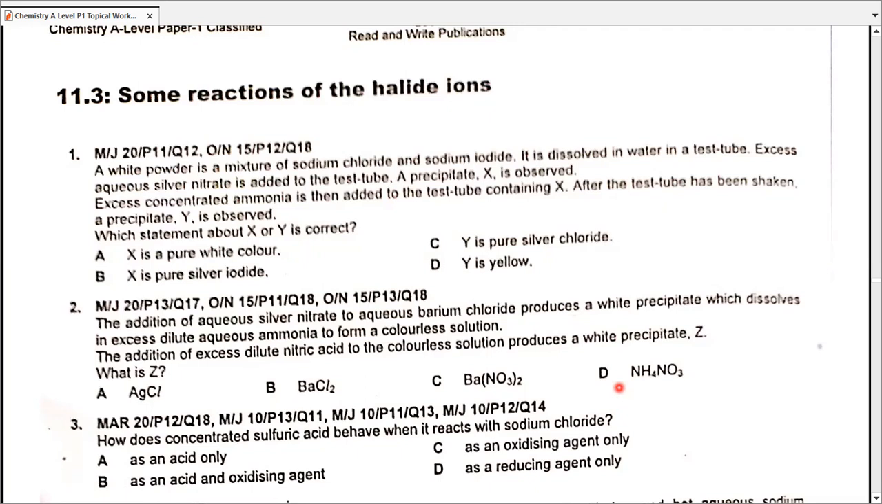Y is pure silver chloride. Y is yellow. Has been shaken, a precipitate is observed. Precipitate silver AgCl2. So silver chloride. C. I think D. Saad says C. And you said?